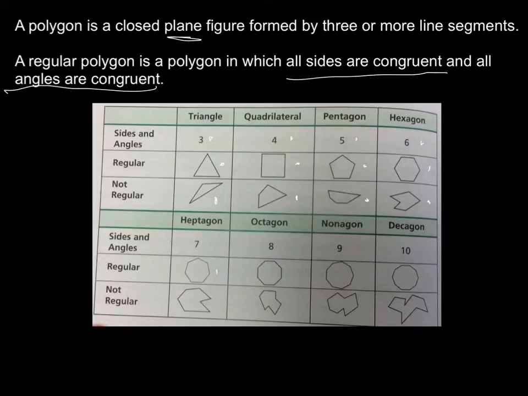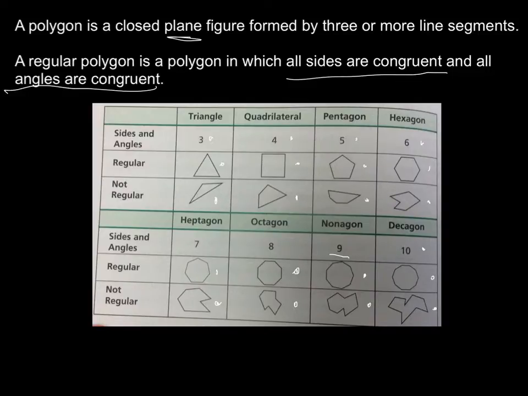So it'd be a regular heptagon, not regular heptagon. Regular octagon, like a stop sign, and not regular octagon. Nonagon has 9 sides, regular, not regular. And a decagon has 10 sides, regular, not regular. So this would be great to get into your notebook. Please make sure you get that in there.